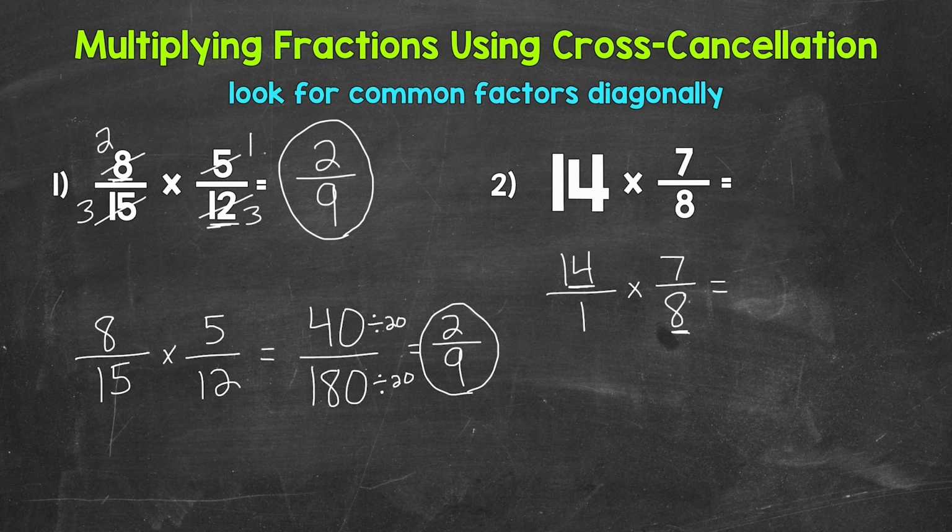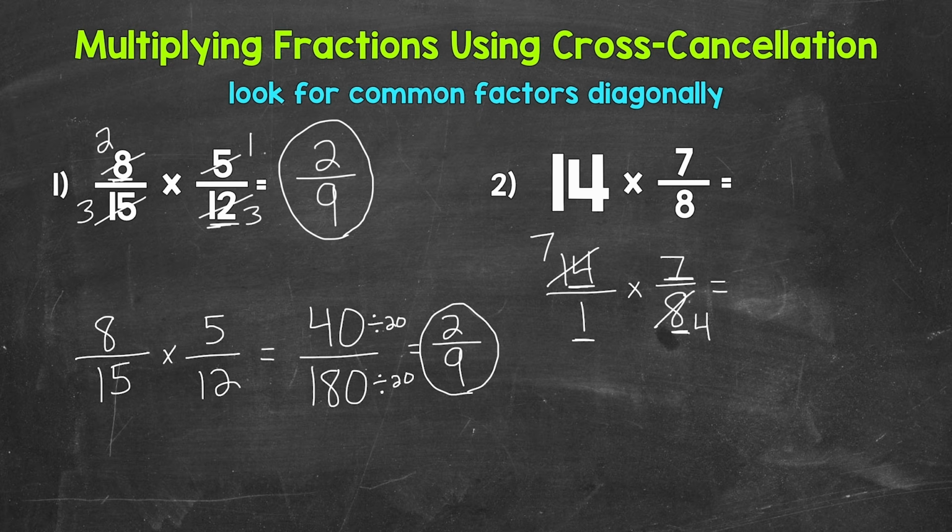So let's divide 14 and 8 by 2, starting with 14. 14 divided by 2 gives us 7. 8 divided by 2 gives us 4. Now, as far as the other diagonal, we have 1 and 7. Do we have any common factors other than 1 here? No. So we can't cross-cancel here. We can't break these down any further.